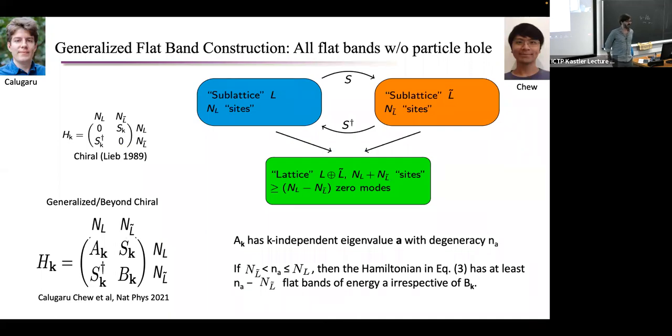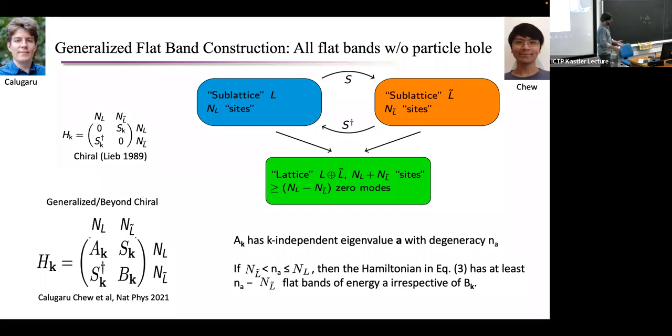You build a chiral lattice. You take a lattice which has two sublattices, L and L tilde. The L sublattice has more sites per unit cell than the L tilde sublattice. And if I only have hoppings between the two of them, then I'm going to get a number of zero modes, just because the S matrix is rank deficient.